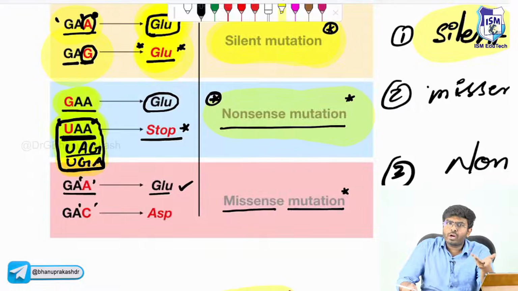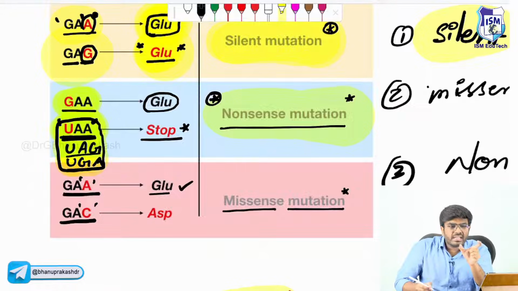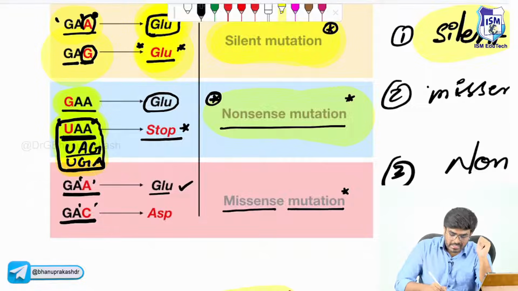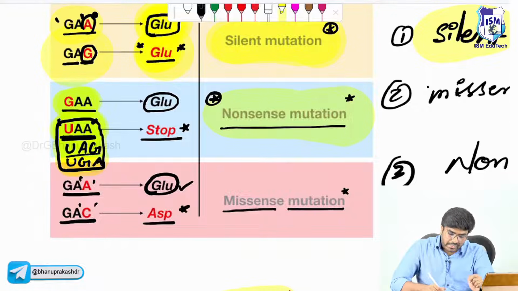Now, it's a different codon, totally different. It's not GAA, it's now GAC. Whenever there is GAC, it codes for a different amino acid. Which amino acid? Aspartic acid. So, instead of glutamic acid in the protein, now there is aspartic acid.